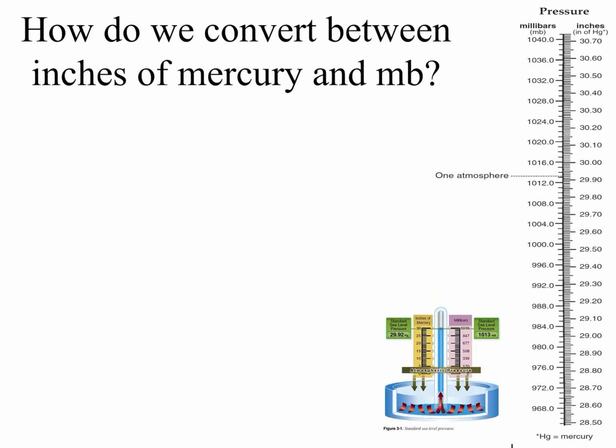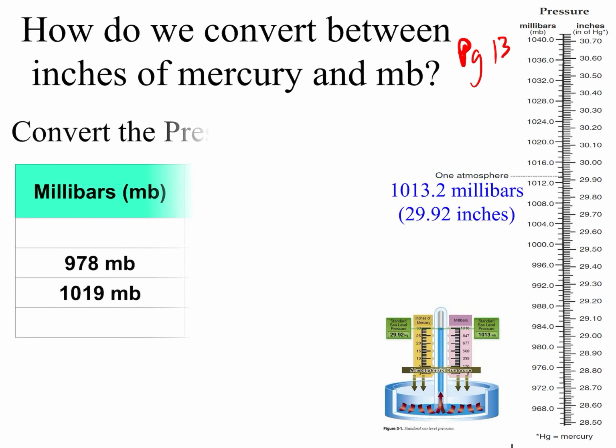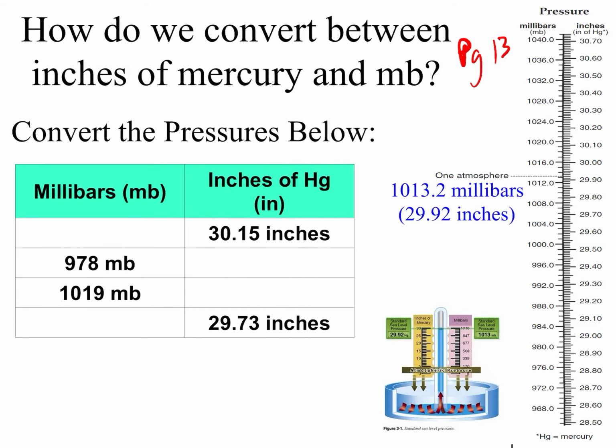All right. How do we convert? So again, this is your page 13. It's pretty simple. Take a look. Please remember, these are going up by ones. These are going up by 0.01. Okay. So 30.15. If you look, 30.15 is right there. That's going to be converted into 1021, right? You come across, you're right here, 1021.